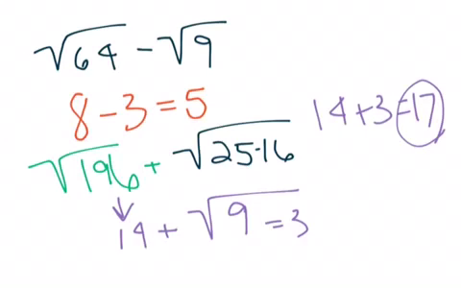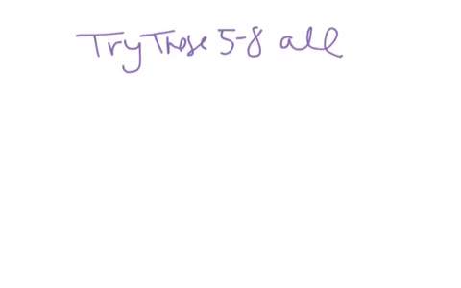So, that's it. What I'd like you to do right now is to do the try these 5 through 8. Okay? Try these 5 through 8 all. Okay? And then what was the one mistake that I made in this video? I want to see that on your paper. Actually I guess it was technically 2 mistakes, but it was the same mistake. I just made it twice. So what was Miss F's mistake?